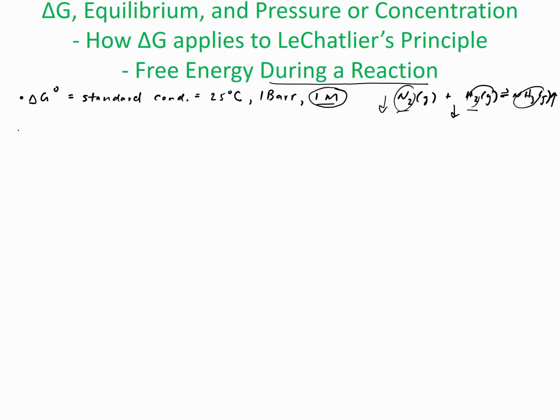This is what we can deduce from looking at delta G non-standard. If you ever see delta G without the degree symbol in your textbook, with nothing there, then it's referring to delta G non-standard. To calculate delta G non-standard during a reaction, we use the following equation: delta G non-standard equals delta G standard plus RT times the natural log of Q.